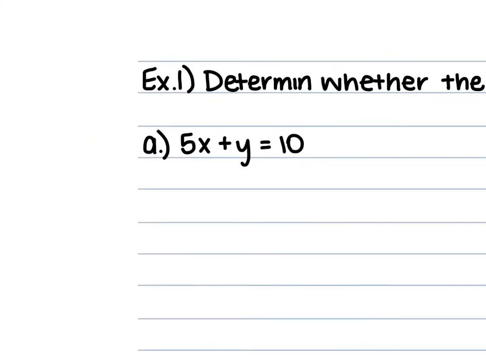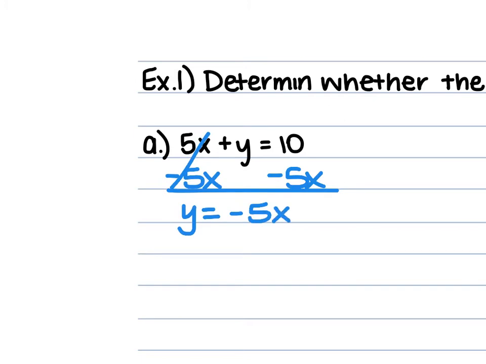So what I'm going to do is solve each of these for y. For A, we have 5x plus y is equal to 10. So I'm going to move the 5x over by subtracting it and get y is equal to negative 5x plus 10. I know that my y-intercept here is at 10, so that's going to be the ordered pair (0, 10).